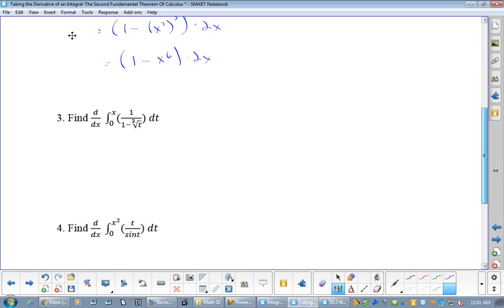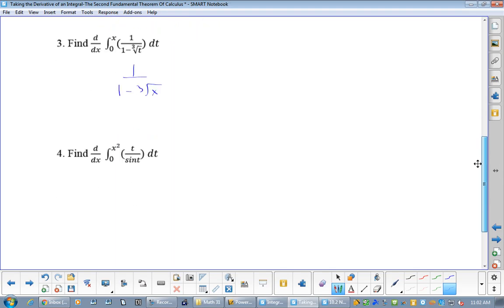Okay, this one, so this would be 1 over 1 minus cube root x. Okay, the last one would be x squared over sine x squared times 2x, which would equal 2x cubed over sine x squared.